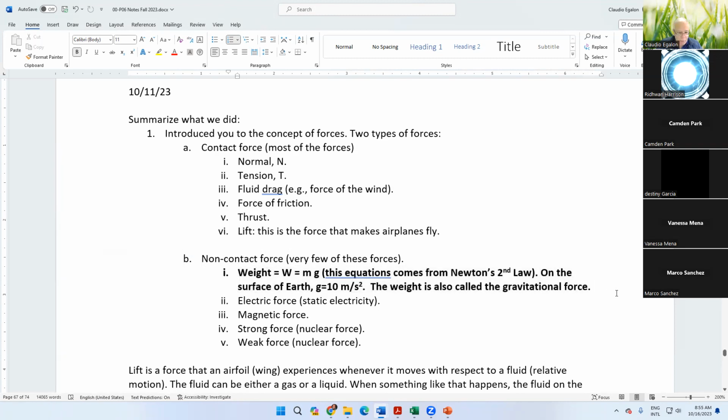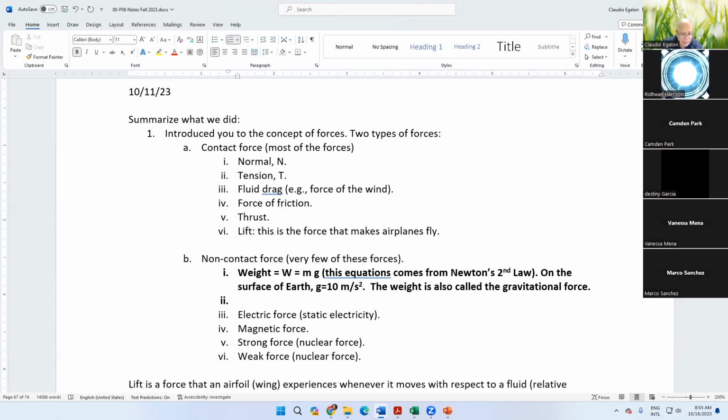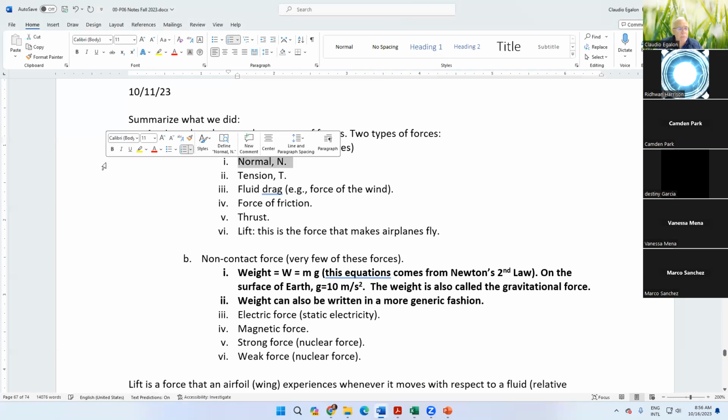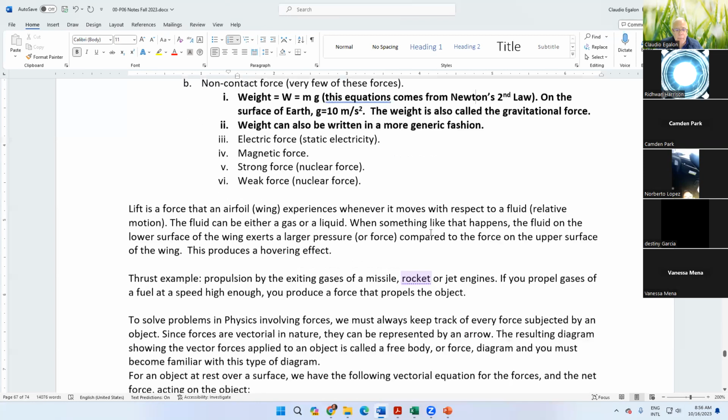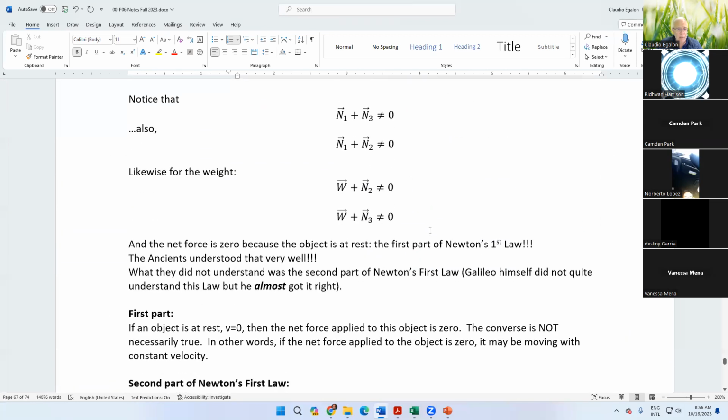And the book also has another force that I didn't put here: the weight can also be written in a more generic fashion. I'm going to give you the formula later on. But for now, concentrate on those 2, and later on you're going to cover the force of friction as well. Okay, where did I stop here?